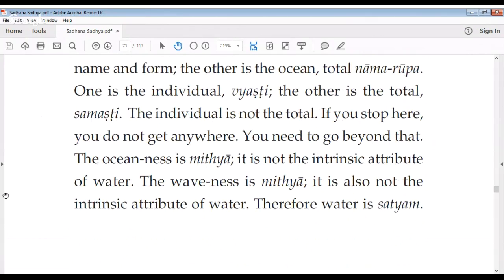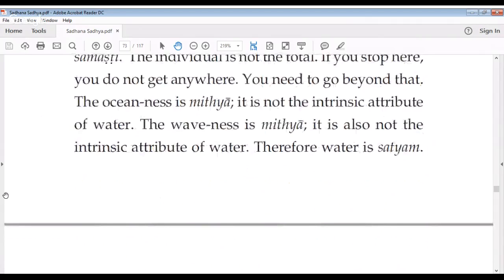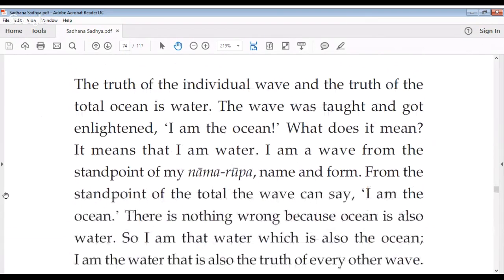The individual is not the total. If you stop here, you do not get anywhere. You need to go beyond that. The oceanness is mithya. It is not the intrinsic attribute of water. The waveness is mithya. It is not the intrinsic attribute of the water. Therefore, water is satyam. The truth of the individual wave and the truth of the ocean is water. The wave was taught and got enlightened. I am the ocean. What does it mean? It means that I am water. I am a wave from the standpoint of my namarupa, name and form. From the standpoint of total, the wave can say I am the ocean. There is nothing wrong because ocean is also water. So I am that water which is also the ocean. I am the water that is also truth of every other wave.